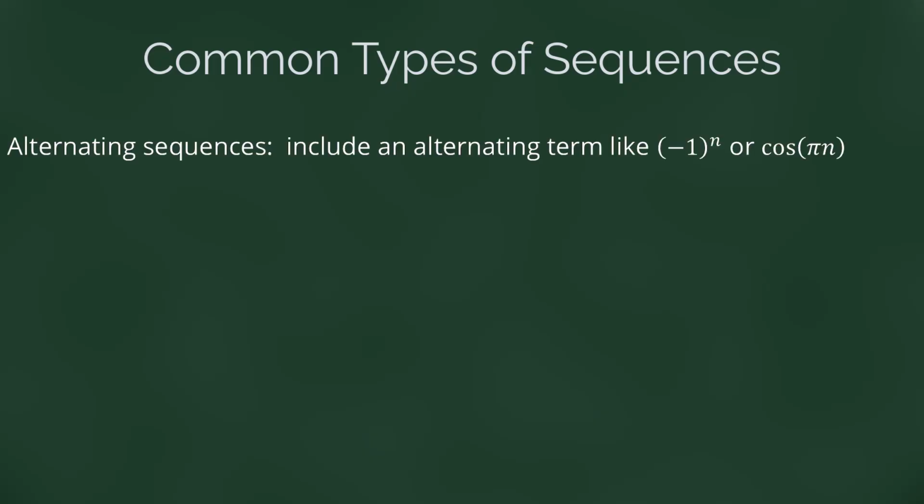Another common type of sequence is the alternating sequence. These include a term that forces the sequence to alternate sign, so something like -1 to the n or the cosine of pi times n. And as an example of that, we have this sequence, -1/2, +1/3, -1/4, +1/5, and so on and so forth.